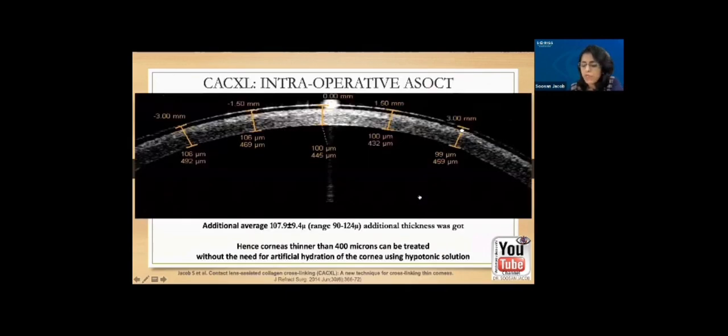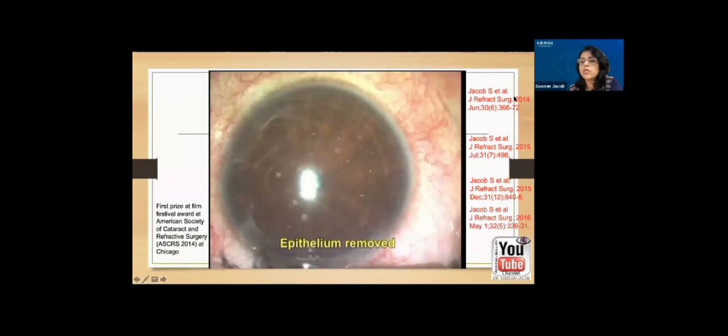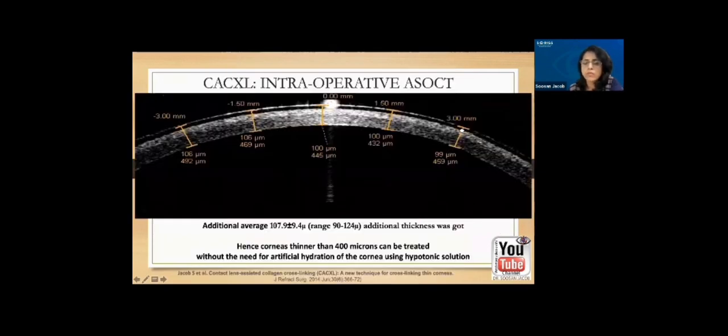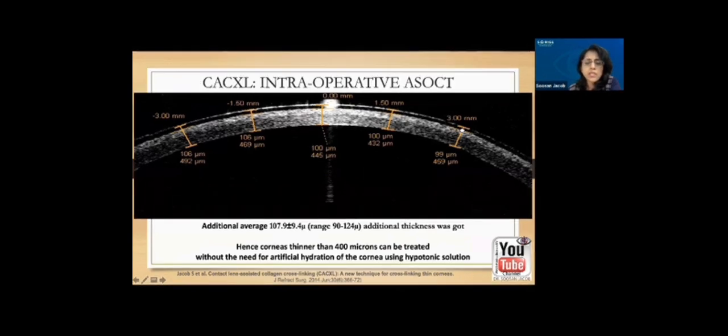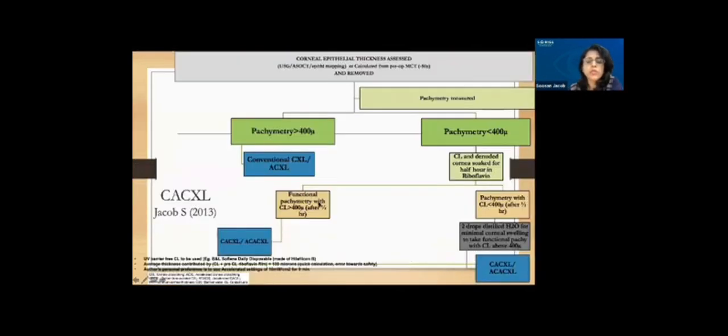We have had a lot of papers published on this technique now in JRS. This was our first paper. We found that we got an additional average of 107 microns using the contact lens, so corneas thinner than 400 microns we could treat. This is the flowchart that we use. We look at the epithelial thickness. Post removal of epithelium, we look at the stromal thickness and measure the pachymetry.